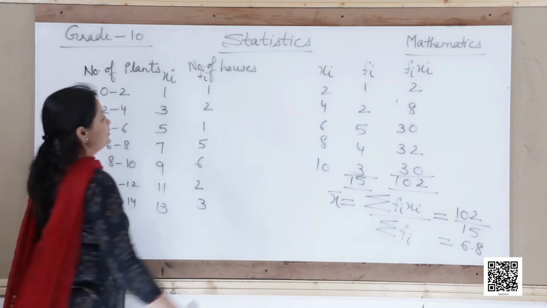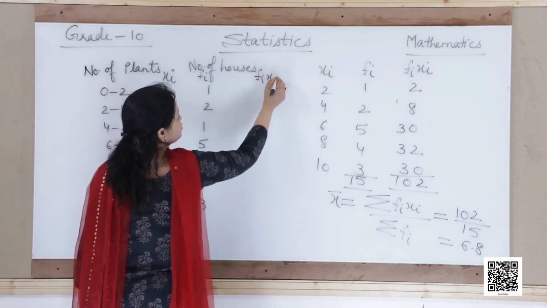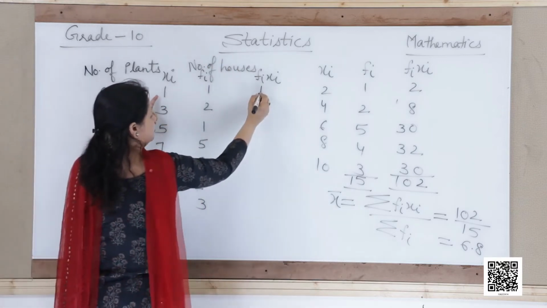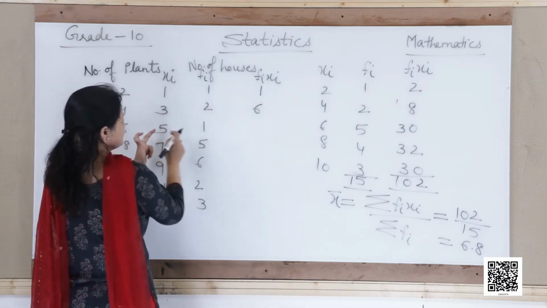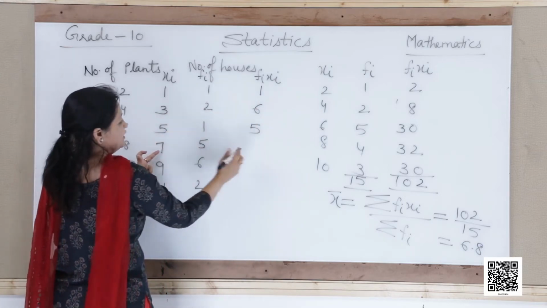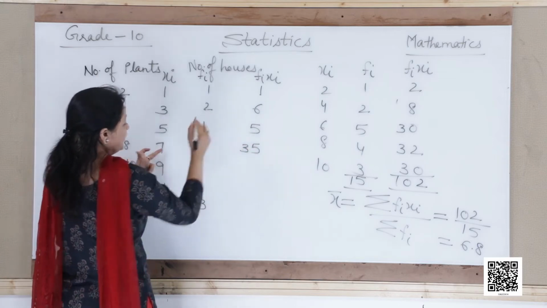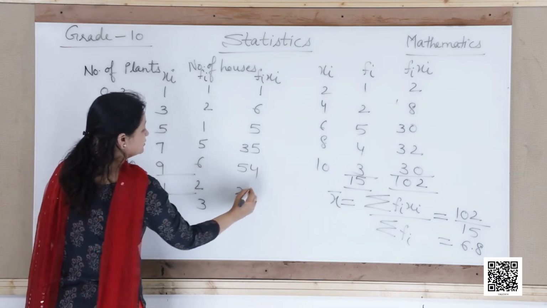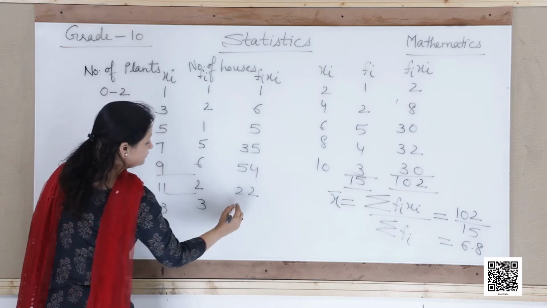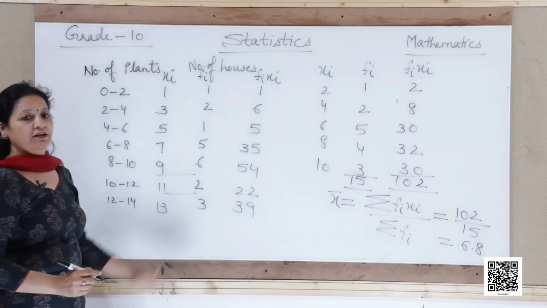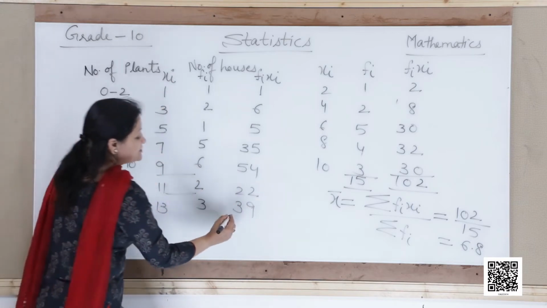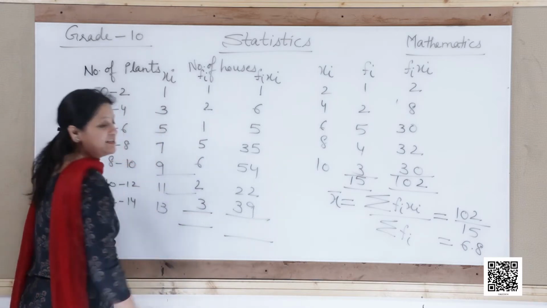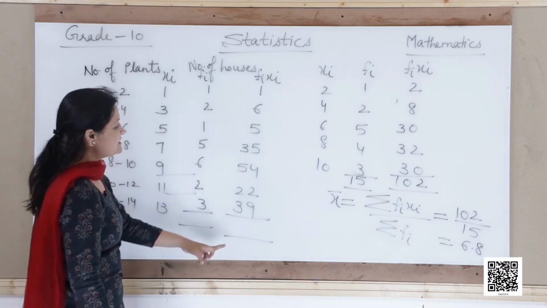Now with the direct method, what is the next step? Fi into xi. We have to multiply xi with fi. 1 ones are 1, 3 twos are 6, 5 ones are 5, 7 fives are 35, 9 sixes are 54, 11 twos are 22, 13 threes are 39. So we have got fi into xi. Again, same method. What is the formula? Sigma fi xi upon sigma fi. So we have to add all these numbers.